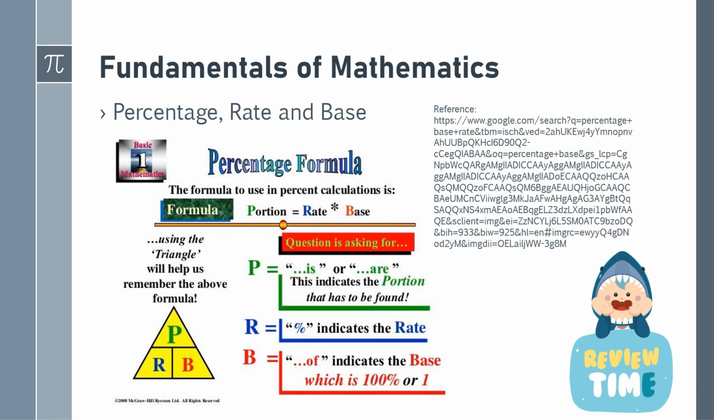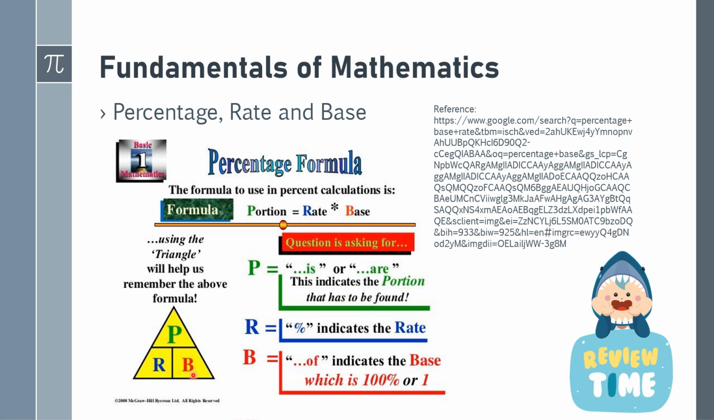Okay, so sa percentage, rate, and base, ito naman yung kailangan natin tandaan. We have the so-called triangular formula. So ito yun, triangle. This triangle will help us remember the above formula. So ang formula natin, kapag hinahanap natin si P, which stands for the percentage or the portion rather, pag hinahanap mo si P, ang kailangan mo lang gawin ay i-multiply si R at saka si B. Ano ba si R? Si rate. Yun yung may percentage. At saka si B, yun naman yung base.